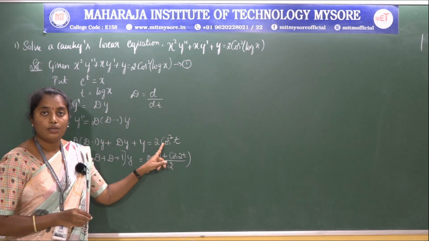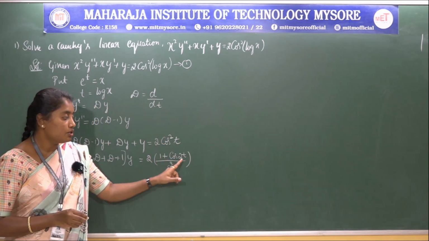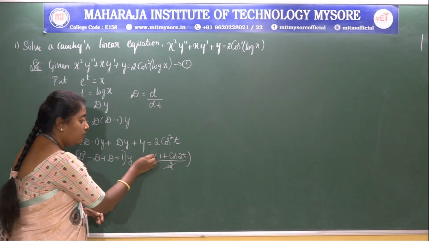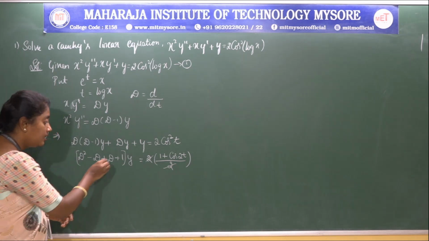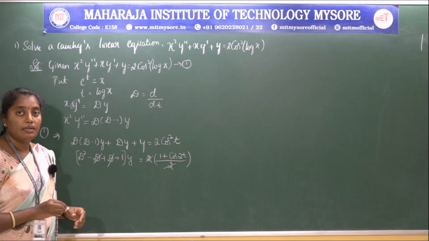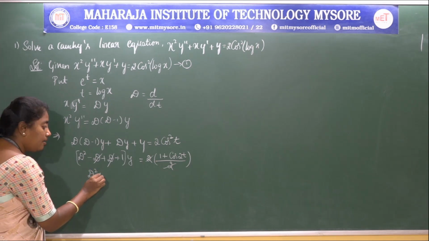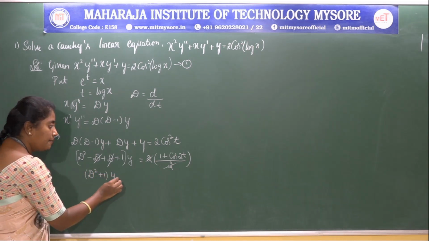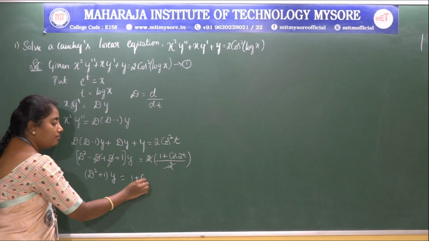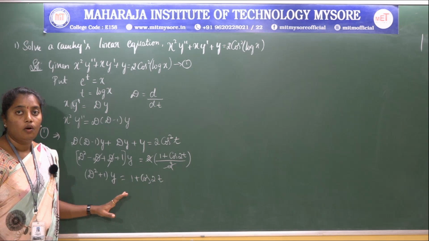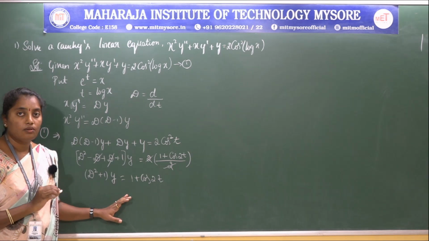The value of cos square is 1 plus cos 2 times of the angle divided by 2. Here the value of 2 gets cancelled. Here the minus D plus D gets cancelled. The resultant term is (D square plus 1) y is equal to 1 plus cos 2t. So this is the obtained equation with constant coefficient.